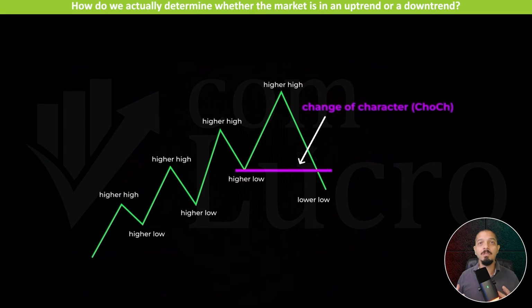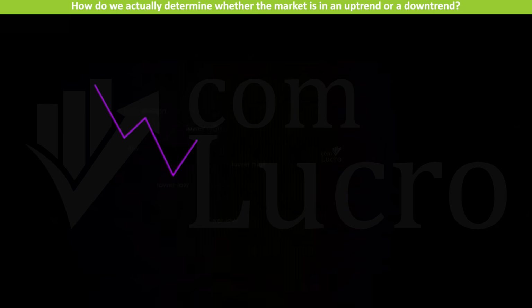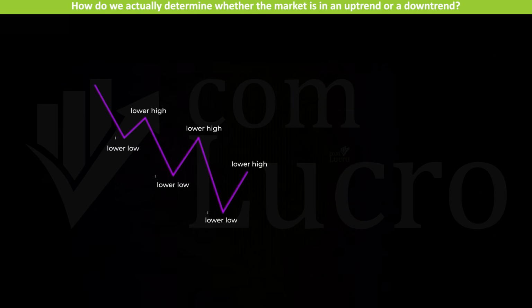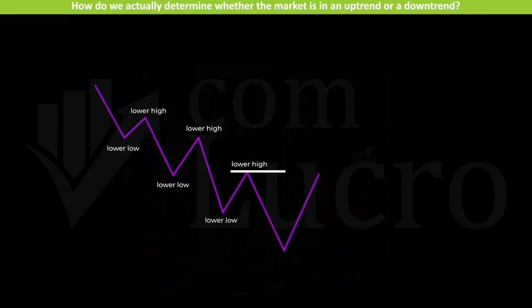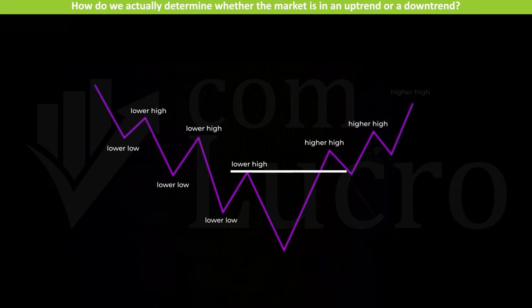It is called a change of character because the market shifts from an uptrend structure to a downtrend structure, and the cycle continues. During a downtrend, price forms lower highs and lower lows. Each time a previous low is broken, that move is considered a break of structure, or BOS. Later, if price breaks the previous highs and forms higher highs during a downtrend, that move is again referred to as a change of character, or CHoCH.